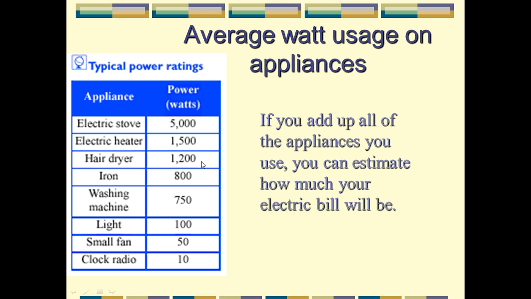Hair dryers, it's always the number. Mine says 1,600, so mine requires 1,600 watts of power to run. And so you can see where these things can add up. A clock radio doesn't seem like a lot, but that runs 24/7. So it's 10 watts for 24 hours a day. And it can add up. And that's it.